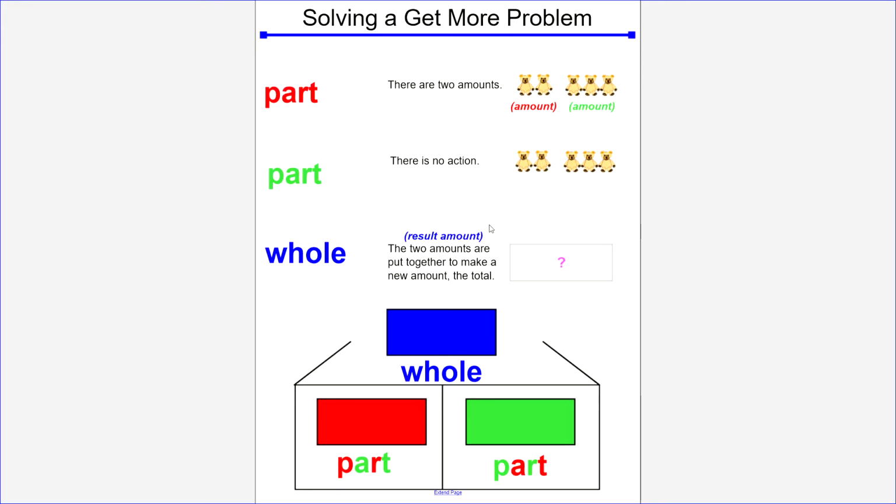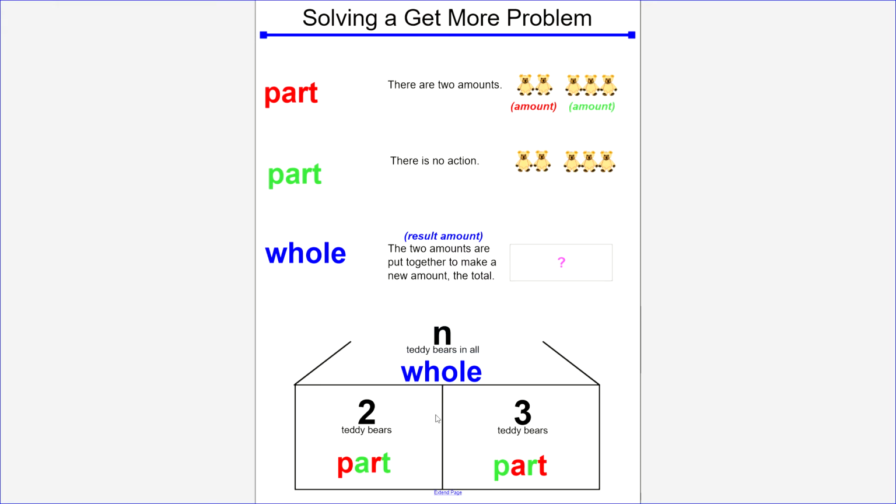Let's go ahead and represent this put together problem in a bar diagram. We'll go ahead and start with our parts. One of our parts is 2 teddy bears. Our other part is 3 teddy bears. Our whole, which we don't know, is total teddy bears. Since I don't know it, I'll use N to represent the whole. N teddy bears in all.